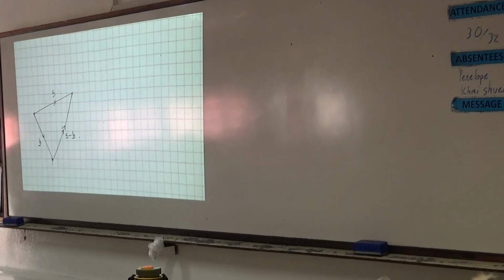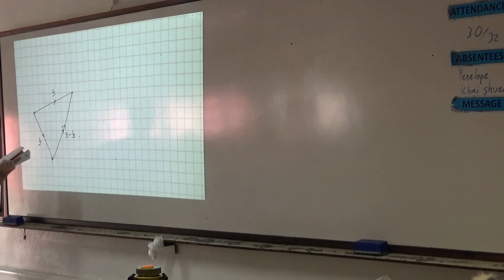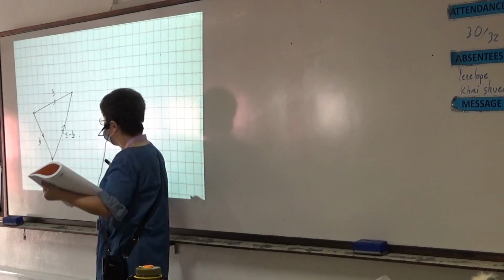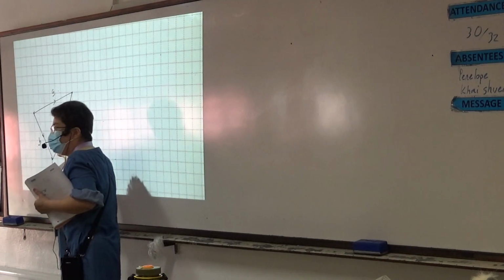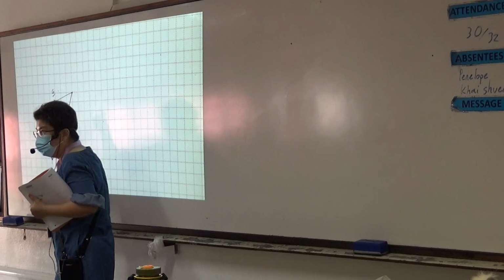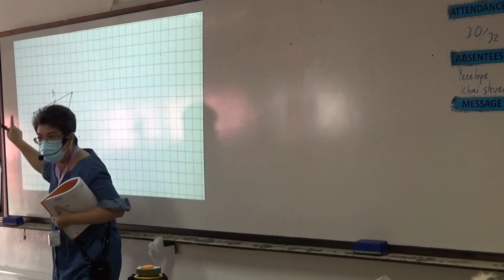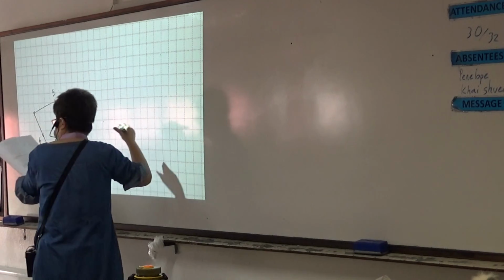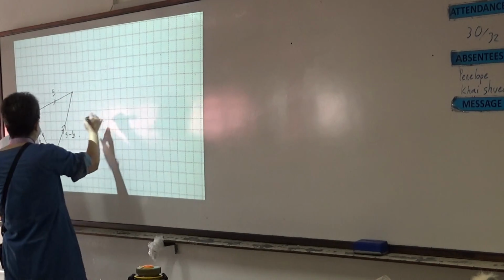Everybody clear? Okay. How about B minus A? It will be the same diagram, right? But this arrow will go where? The other way. So I don't need to do that. Everybody clear? Okay? Alright, good. Next one. A minus C.